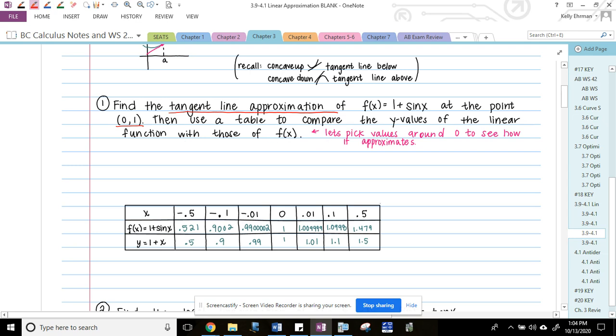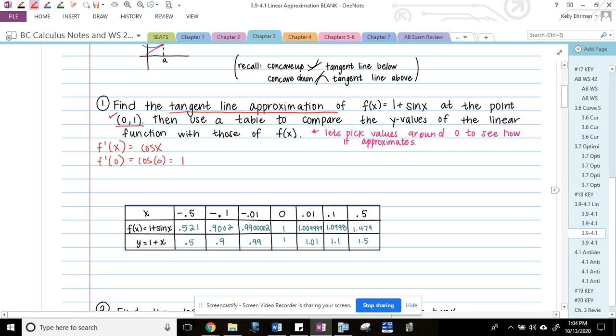So ignoring this table for a second, let's find the tangent line approximation. We have a point already. To write the equation of a line, we need a point and a slope. So I need to find the derivative of f of x and then evaluate it when x equals 0. The derivative of 1 is 0. The derivative of sine is cosine x. And evaluating the derivative when x equals 0, cosine of 0 is equal to 1.